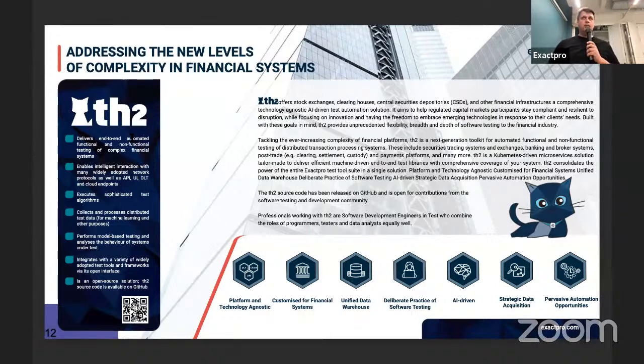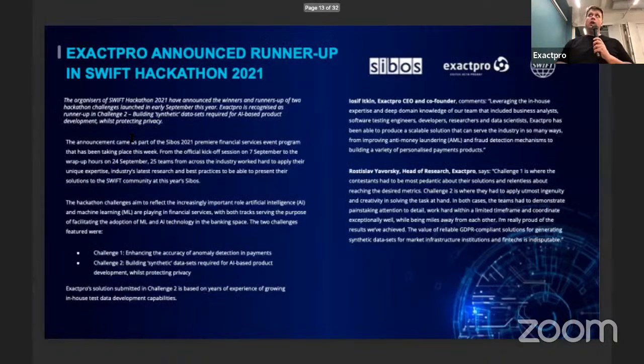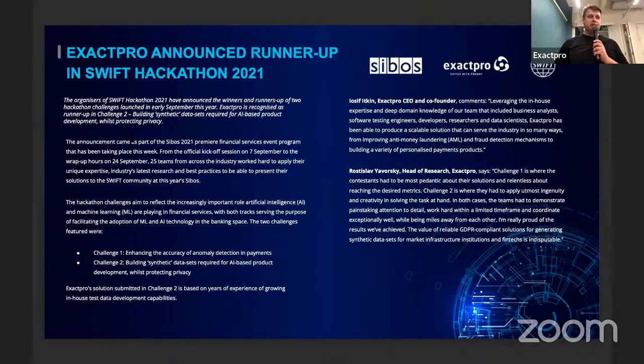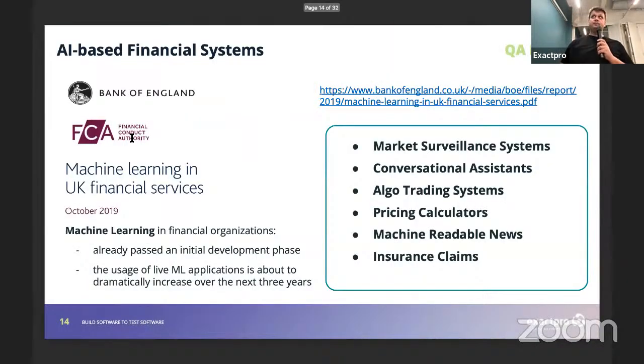We built our platform to enable AI-based testing in financial services. The platform is open source, available in GitHub. It is called th2. And we participate in various activities. In particular, last year, the Exactpro data science team came second in a large Swift hackathon on producing test data. This became second after JP Morgan.